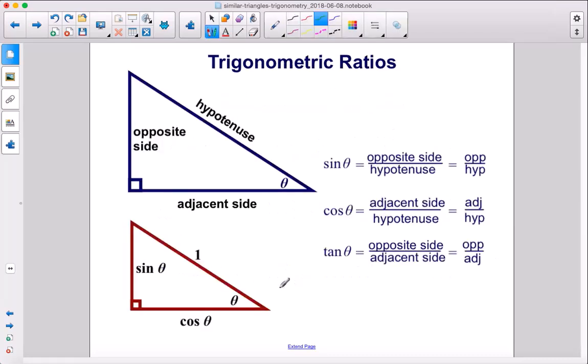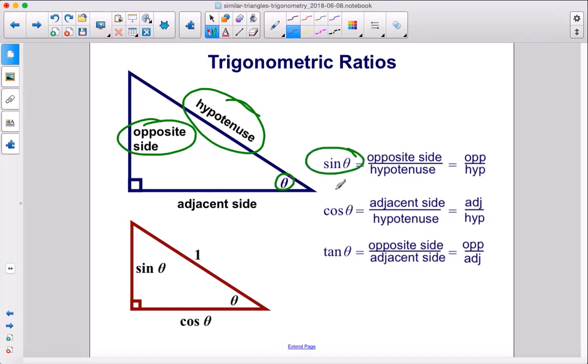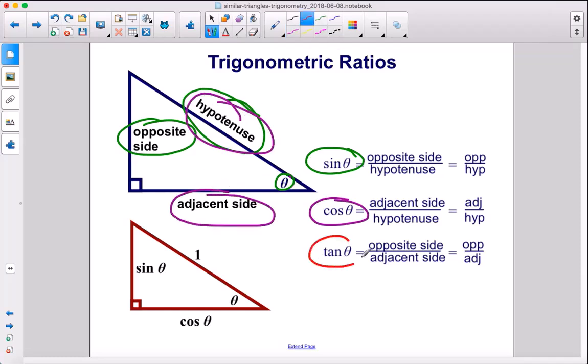Alright, so here's a little cheat sheet. We have sine theta, here's theta. Sine theta is going to be our opposite side over the hypotenuse, opposite over hypotenuse. Cosine theta, here I'll color coordinate, cosine theta is going to be adjacent over hypotenuse. And tan theta is going to be opposite side over adjacent side.